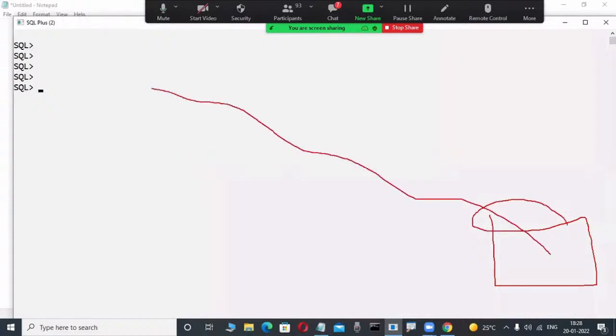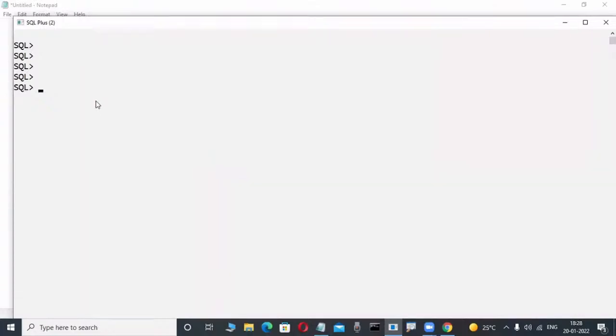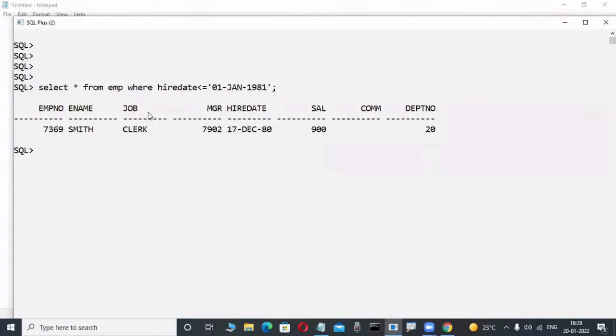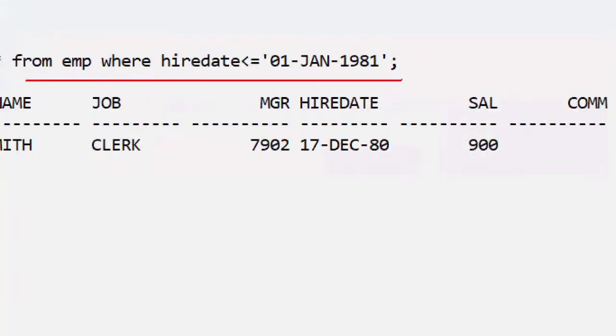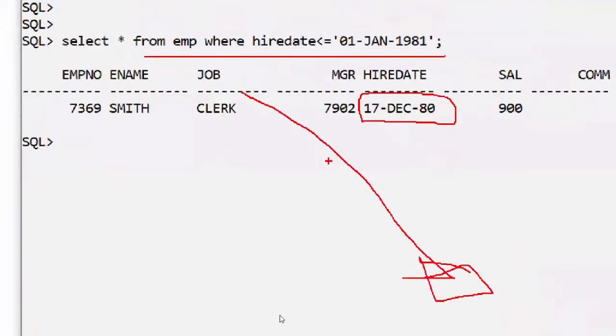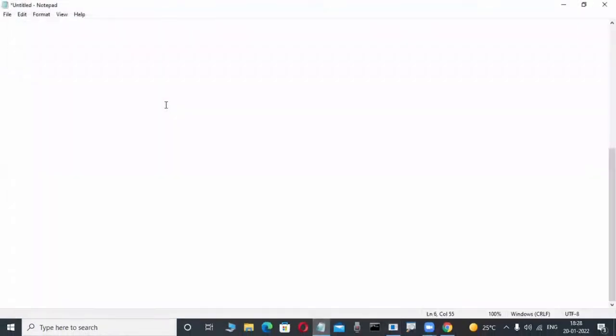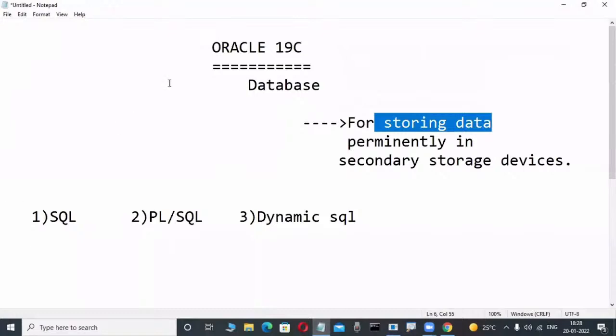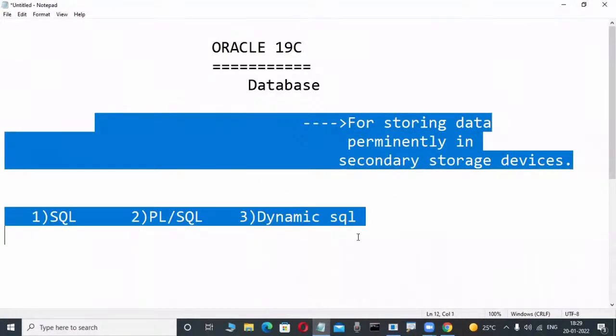How do they fetch this data? They write queries. Observe here: select star from table name where hire date is less than or equal to 1st January 1981. Just by writing the query, the data is displayed automatically. With a single line of code, the employees who joined before 1981 are automatically retrieved from the database. That's why efficient data retrieval is most powerful, and it is possible only through these databases and these languages.